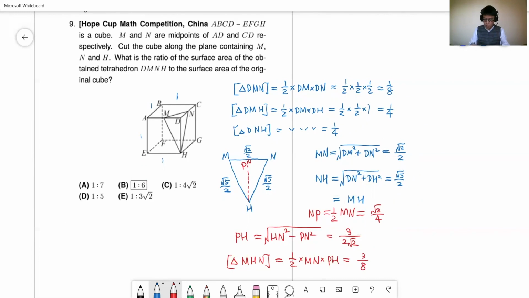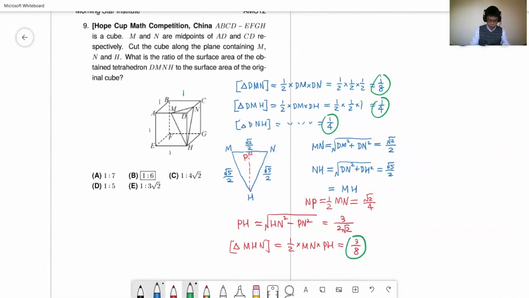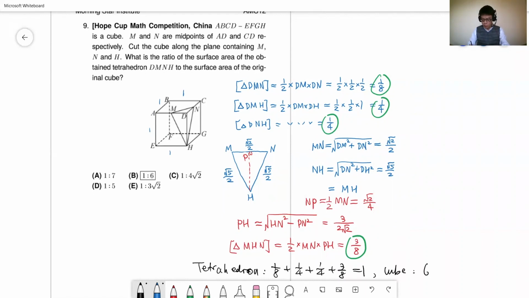Now let's add these 4 numbers: 1/8, 1/4, 1/4, and then 3/8. That's the surface area for the tetrahedron, right? This is 1/8 plus 1/4 plus 1/4 plus 3/8. This equals 1. And now we know the cube has surface area 6. Each of the 6 faces has area 1. So the answer is 1 to 6.